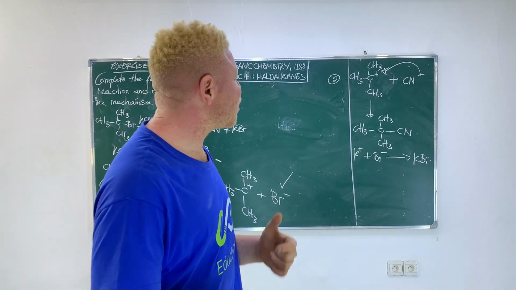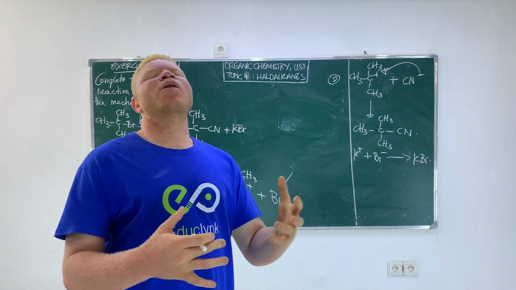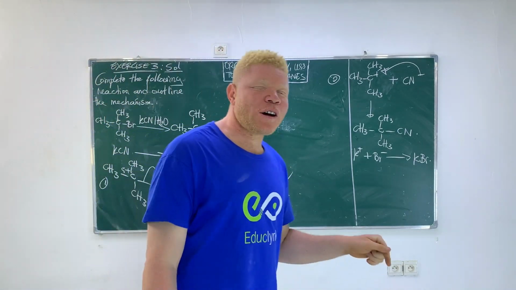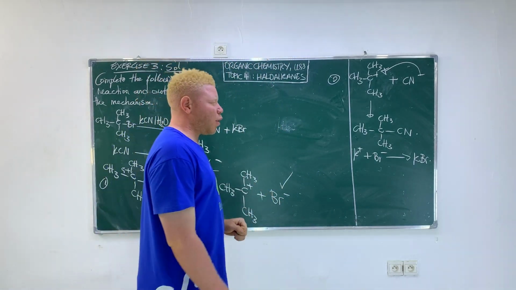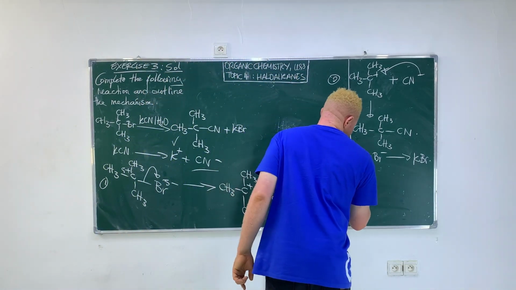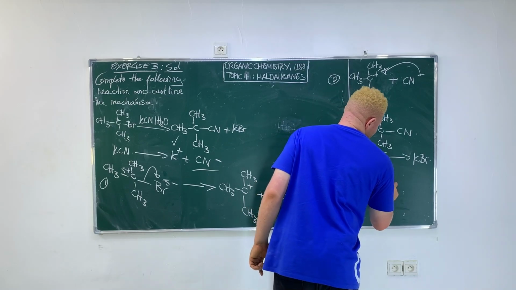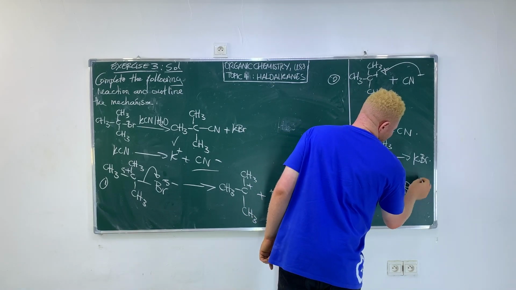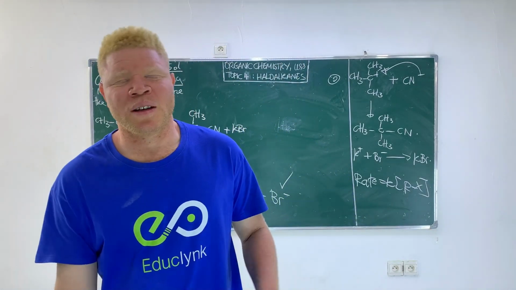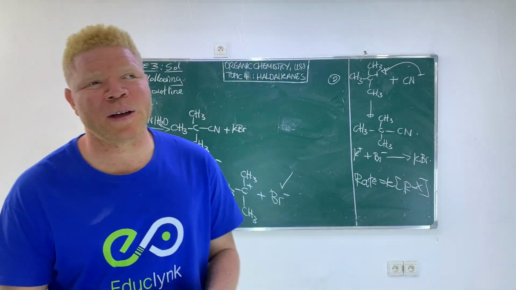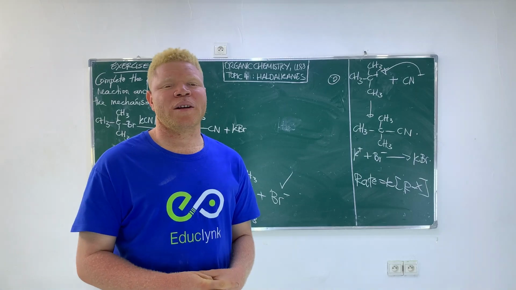An SN1 mechanism is one where the order of the reaction is a first order reaction, even though it occurs in 2 steps. So for this reaction, the rate equals k times the concentration of the haloalkane. The order of the reaction is a first order reaction. The rate of the reaction only depends on the haloalkane.